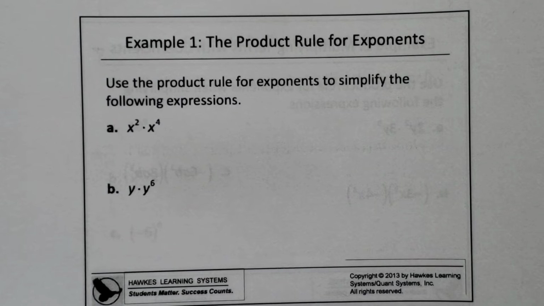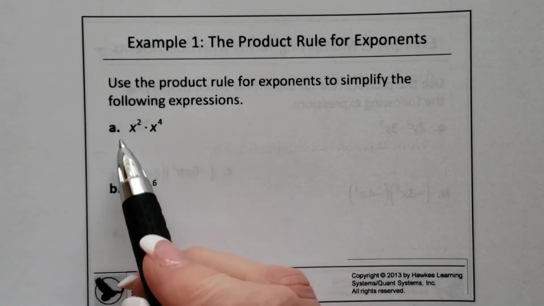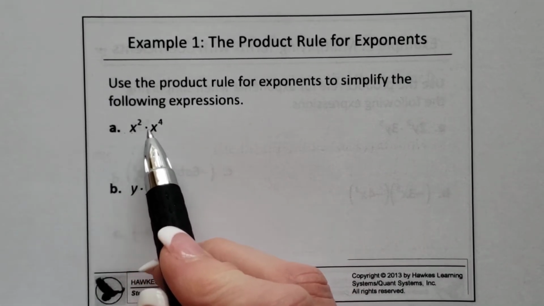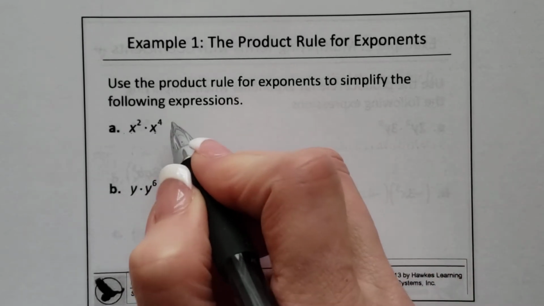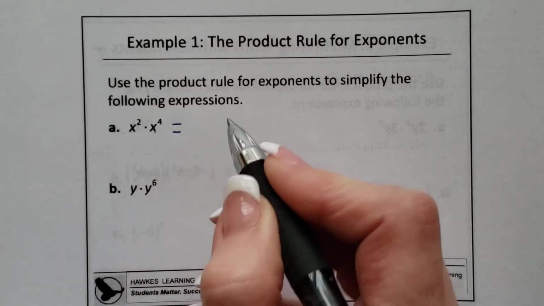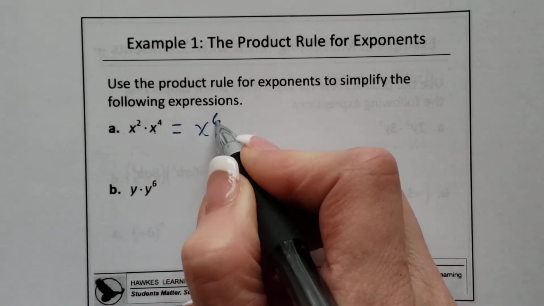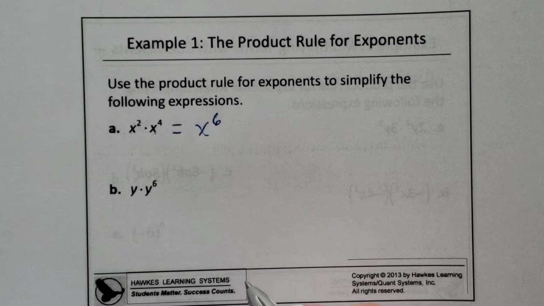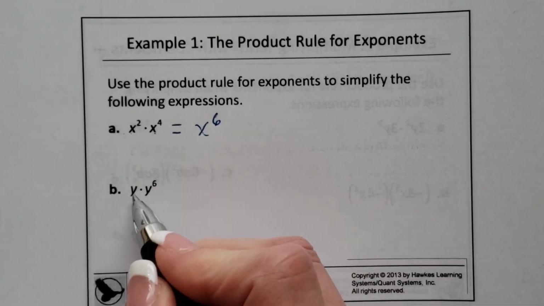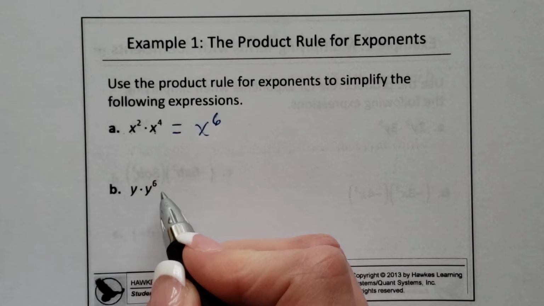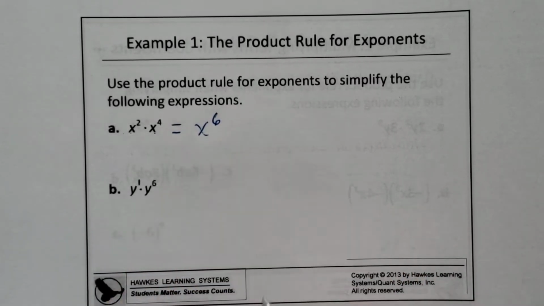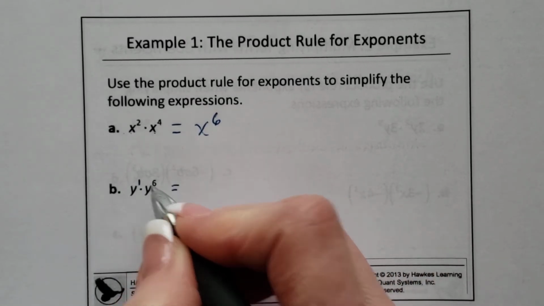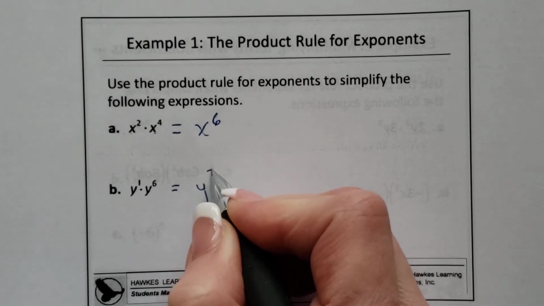All right, so on example 1 for letter A, we have two numbers that have the same base of x. Since the bases are the same, we're going to add the exponents together. So x squared times x to the 4th is x to the 6th, because we're just adding 2 plus 4. Here, I see y times y to the 6th. Now that's what I was saying earlier. It's important to remember there's actually a 1 beside that y that we can't see. So when we add 1 plus 6, the final answer is y to the 7th.